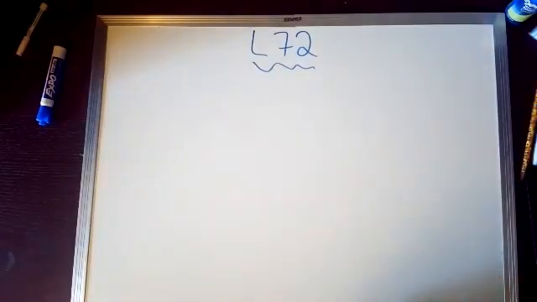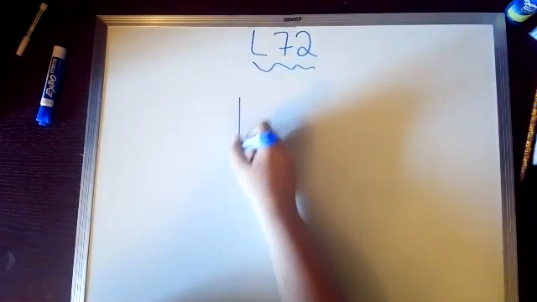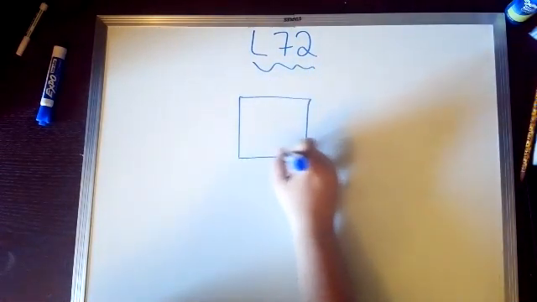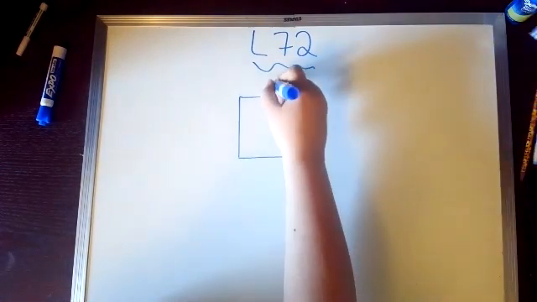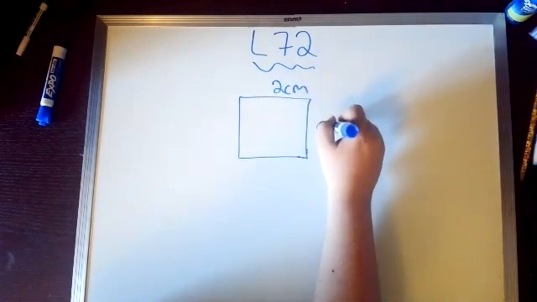So this is for Saxon Math 5, Lesson 72. We are looking at area, Part 1. When you're looking at area of a shape, you will normally have, let's say, a square. And let's say it says this is a 2 centimeter square and 2 centimeter square.